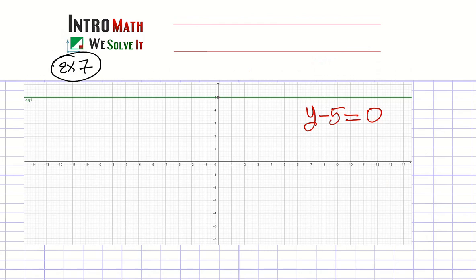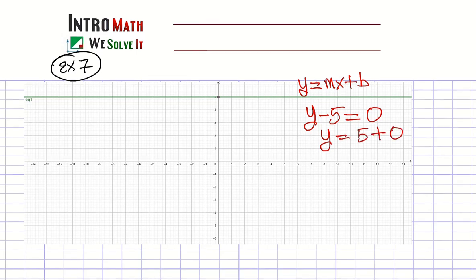Alright, the next example, 7, is a horizontal line. How do we reproduce that? Compare it to slope-intercept form, which is mx plus b. Okay, so we can write the given equation as y equals 5 plus 0. Then we can say b is equal to 0, and the slope, you can't say the slope is 5 because there is no x. See, there's no x there. So basically the slope is 0.